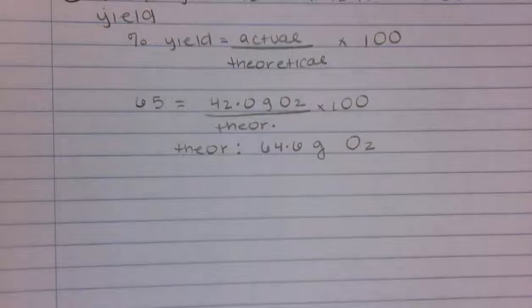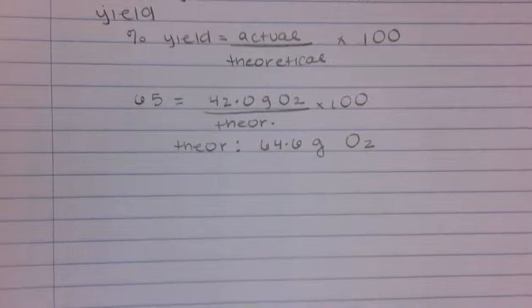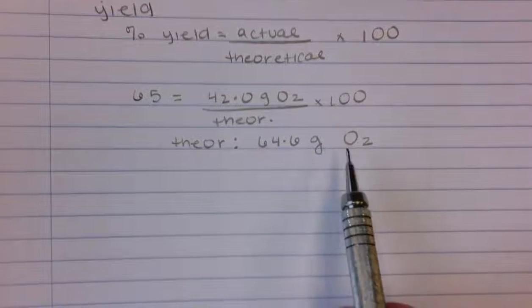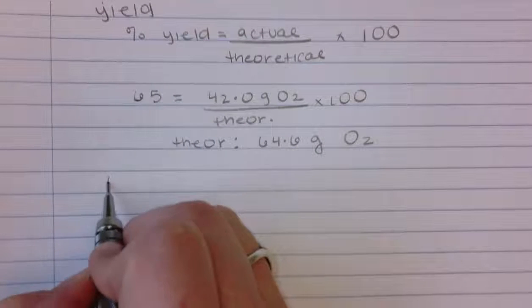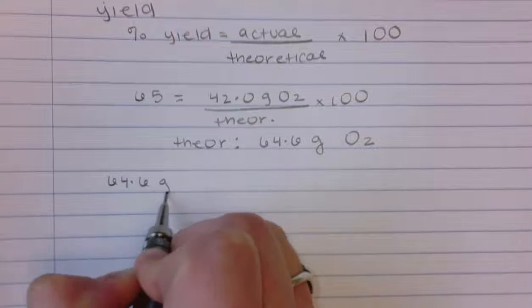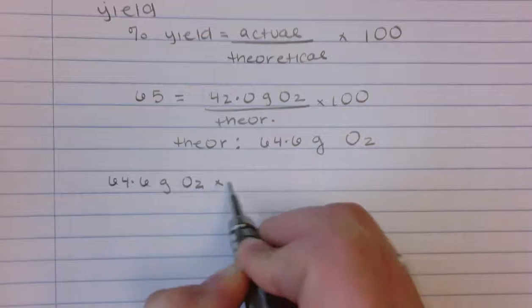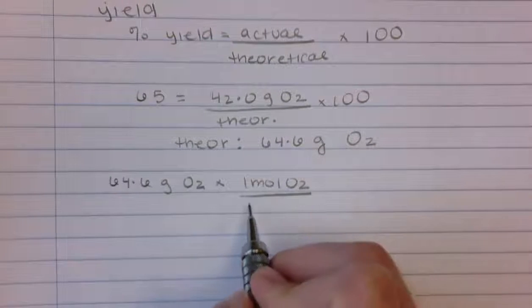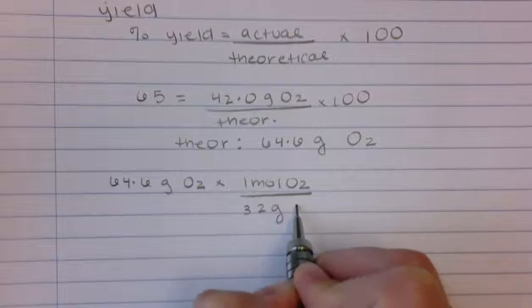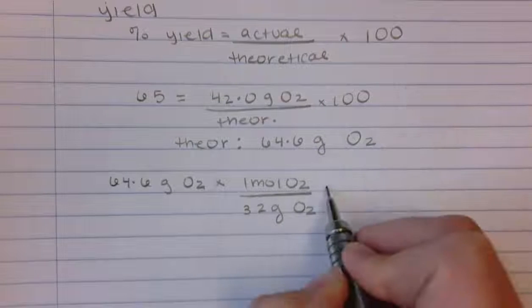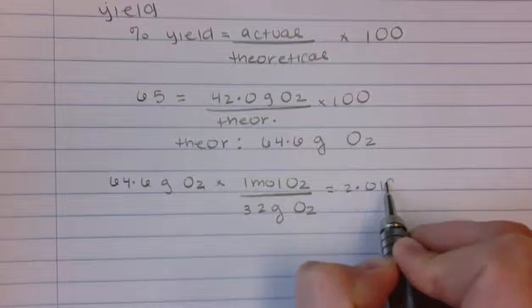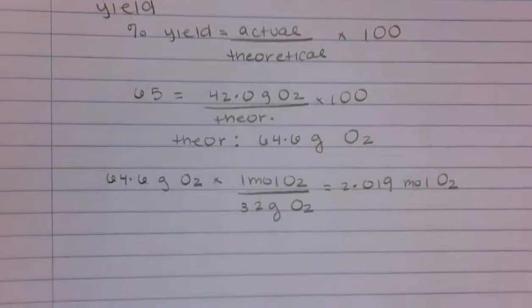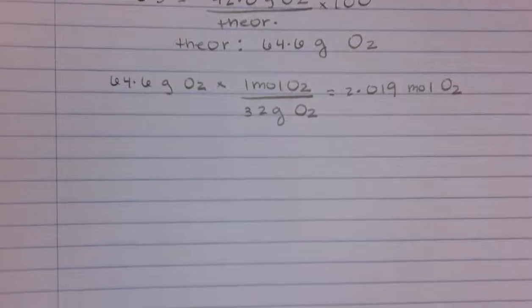of oxygen. And so now that we have that, we want to work in moles so we can convert between species. So I'm going to convert this amount of oxygen to moles of oxygen just by using the molar mass. And make sure you realize this is diatomic, so this is going to be 32 grams. And I get 2.019 moles of oxygen is what we theoretically could have produced.